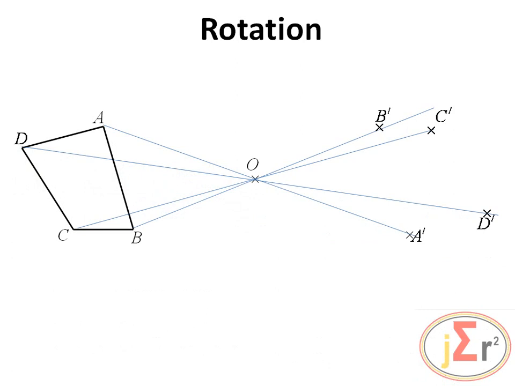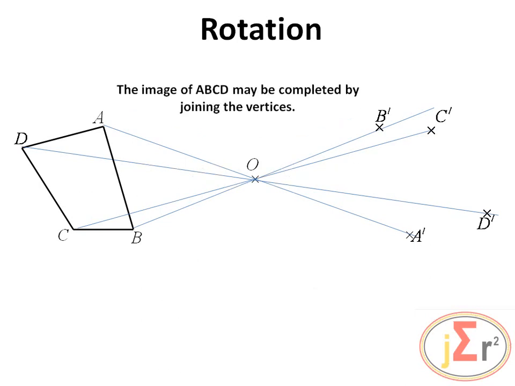And see, our rotation of 180 degrees need not be described as clockwise or anti-clockwise, because whether clockwise or anti-clockwise, the image will be located at the same position. The image of ABCD may be completed by joining the vertices. And there we have our 180 degrees rotation of our original figure.